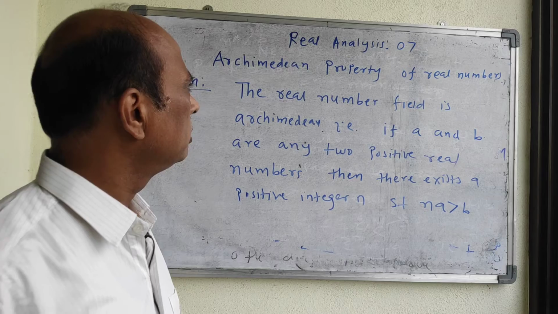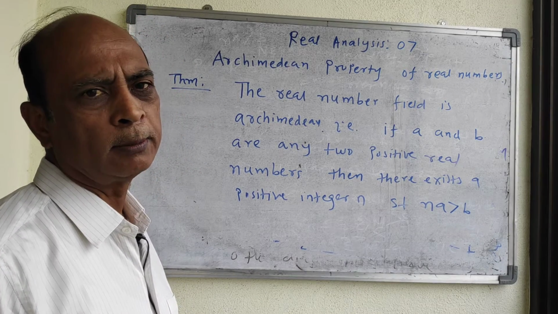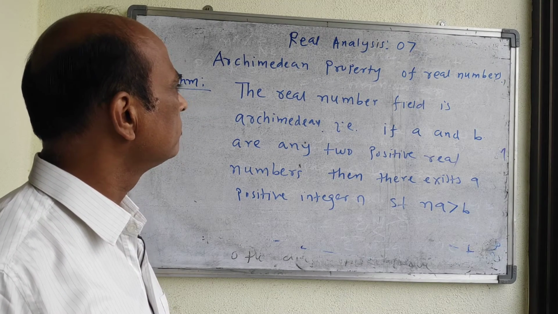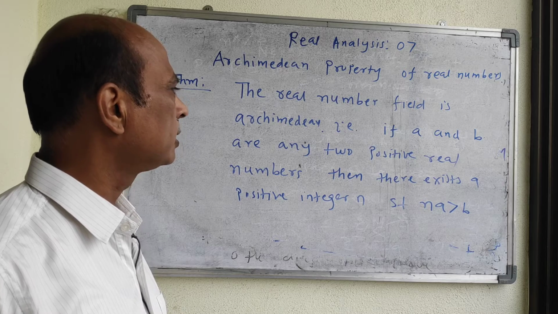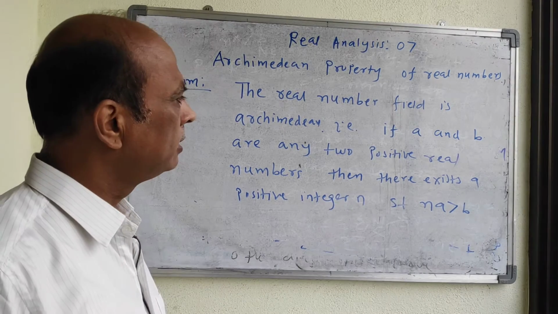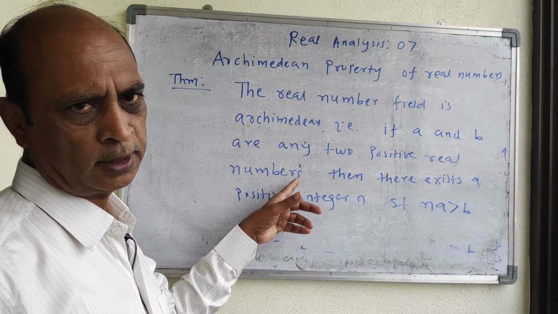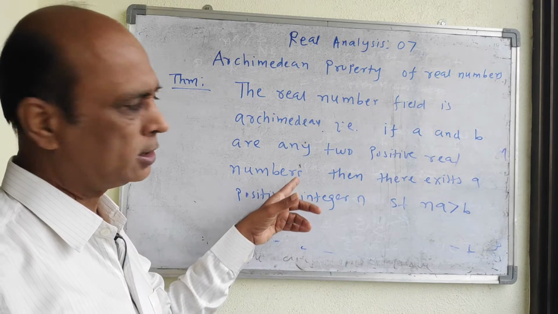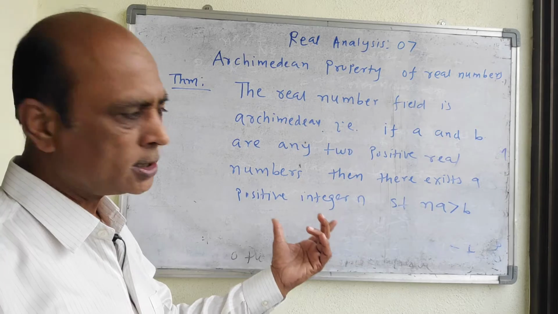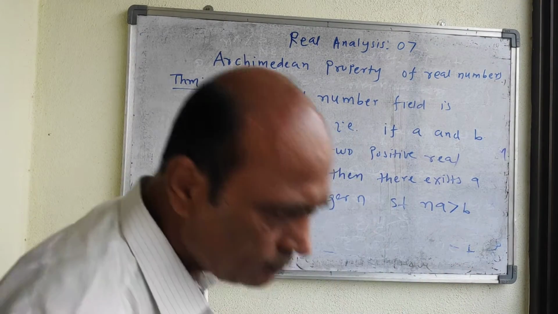Now today we have to discuss the Archimedean property of real numbers. So what is the Archimedean property? The real number field is Archimedean. That is, if A and B are any two positive real numbers, then there exists a positive integer n such that n into A is greater than B.